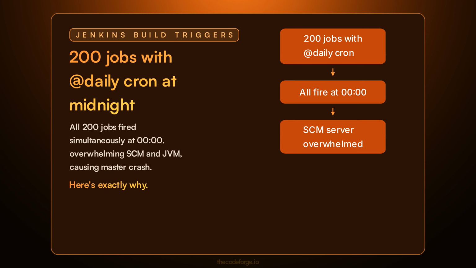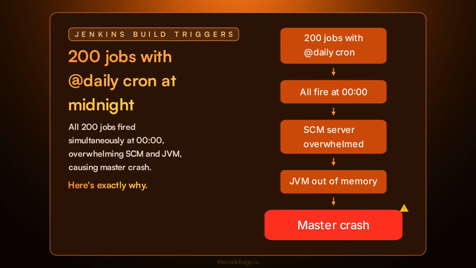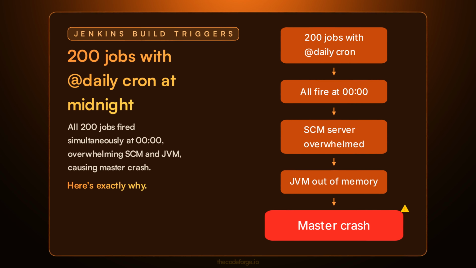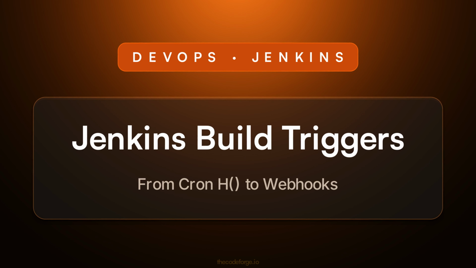Every night at midnight, Jenkins ground to a halt for 15 minutes. The culprit? 200 jobs with an @daily cron, all triggering at the exact same second. Let's break down Jenkins build triggers, how they work, and the exact mistake behind that failure.